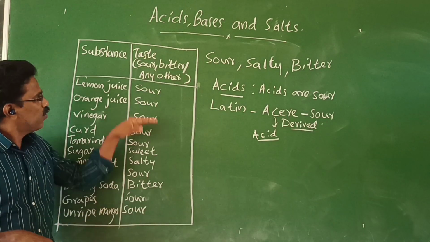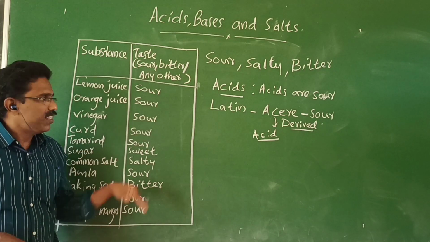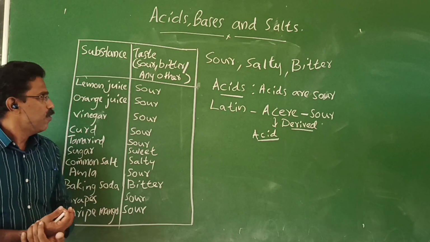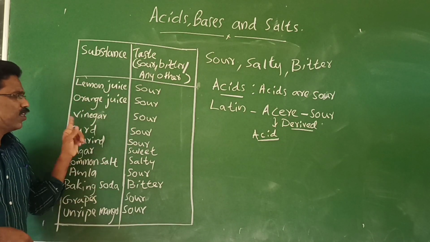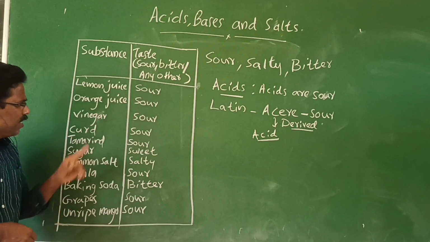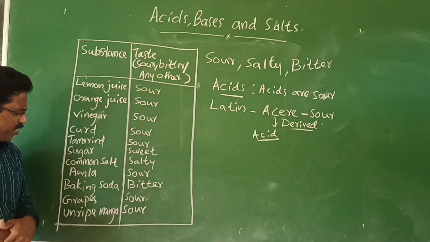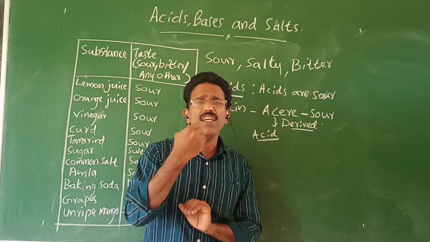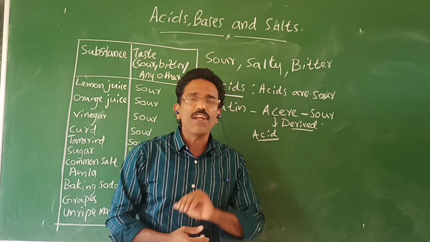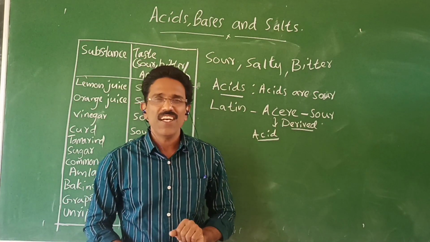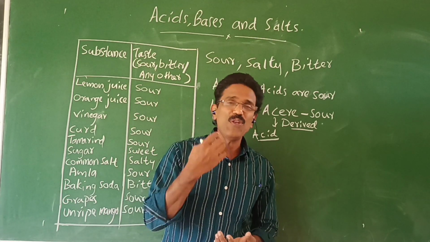Even though all these food materials are sour in taste, they are not equal. Their tastes are somewhat different. For example, the sour taste of lemon juice is different from the sour taste of vinegar, and that is different from the sour taste of tamarind. These all have different tastes. The difference in taste of these food materials is because they contain different types of acids. Understood? So acids are of different types.